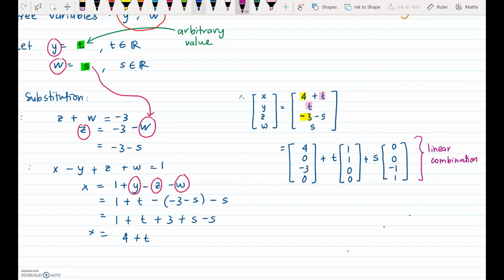Alright, so we can conclude for the system: the system is consistent and it has infinitely many solutions.